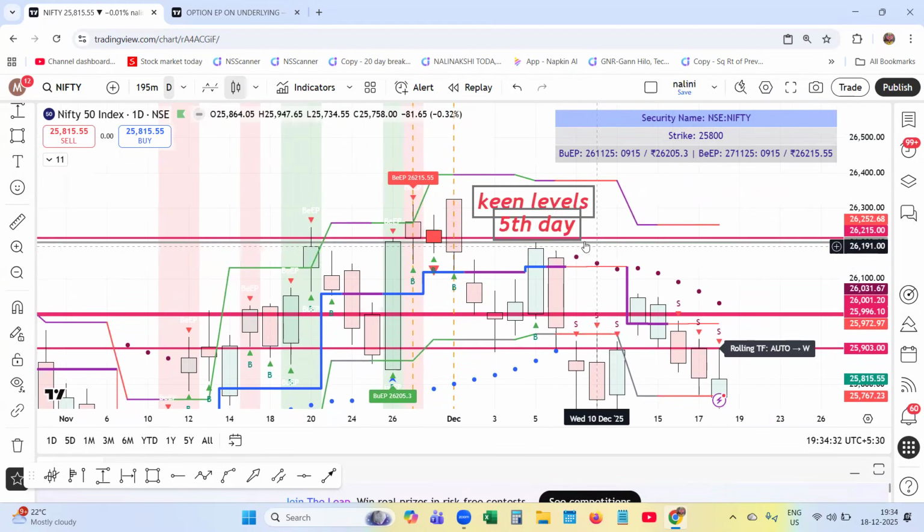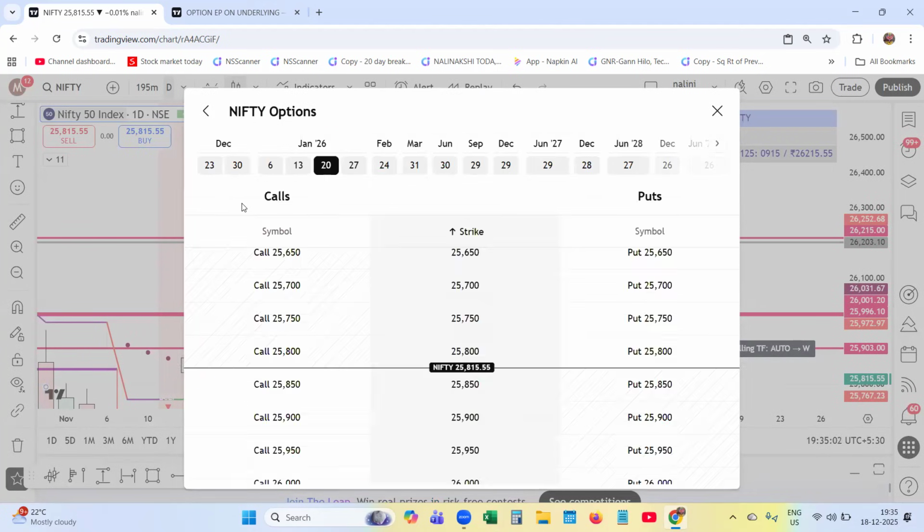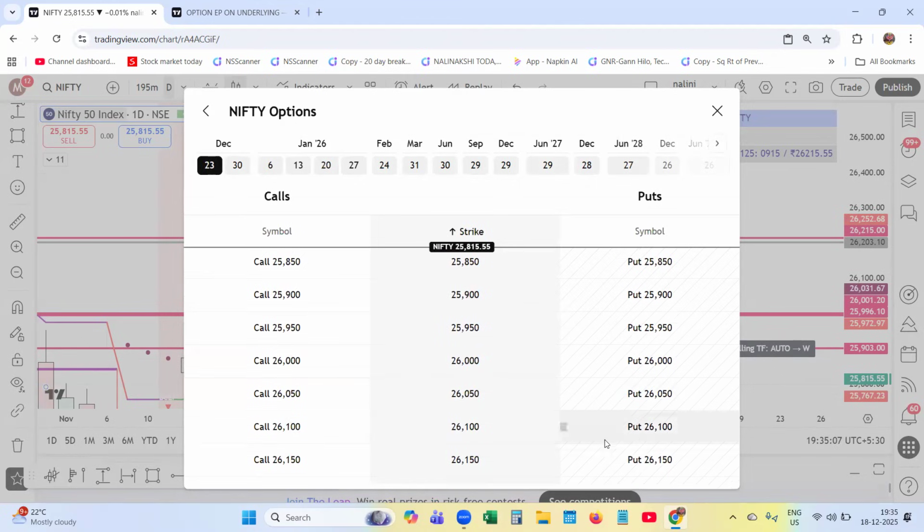So what I would have done, if I am on the daily, I would have seen the level 26,200 was the trigger episodic level. Since it is a bearish thing, I could have immediately gone for a put option. How you could have held the put option, even on the put option, you will get the levels. Let me take you to the 26,200 put option.